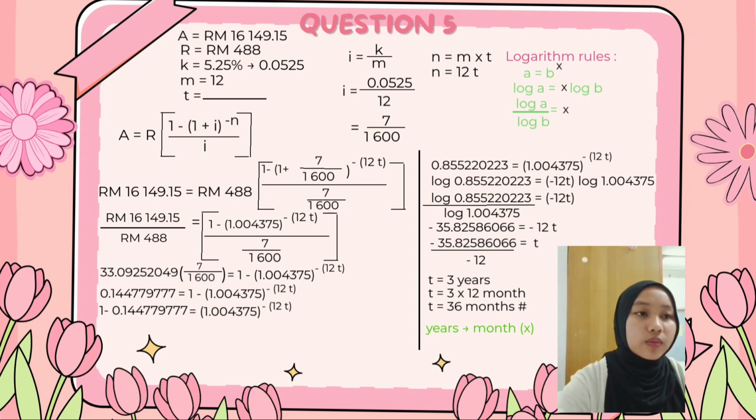So in this situation, we're going to use the logarithm rules. So we're going to put the log 0.855220223 equal, and the power of negative 12T, we move it in front, it will be bracket negative 12T bracket log 1.004375. And the log 1.004375 we move it in front, it will be log 0.855220223 divided by log 1.004375 equal bracket negative 12T bracket, negative 35.8258666 equal negative 12T. Negative 12 we move in front, it will be negative 35.8258666 divided by negative 12 equal T. T equal 3 years. Years we're going to change to months, it will be T equal 3 times 12 months, T equal 36 months.